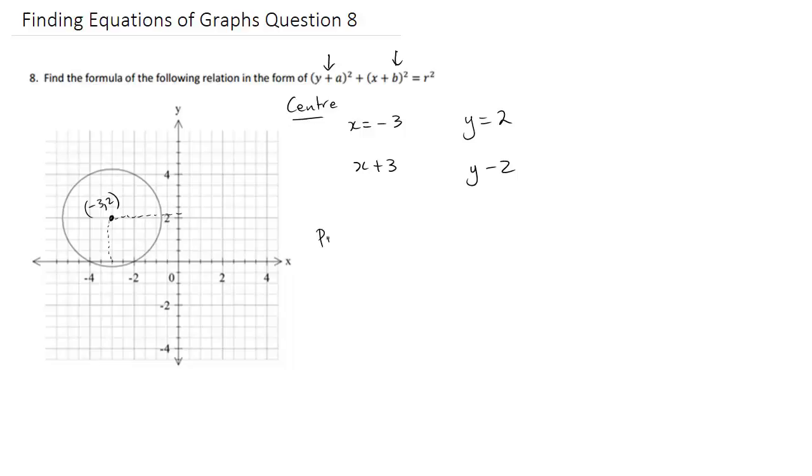So put into equation. So we have y plus, whoops, not plus, minus. Excuse this rubber, it's not working. Okay, so y -2 squared plus x +3 squared equals to r squared.